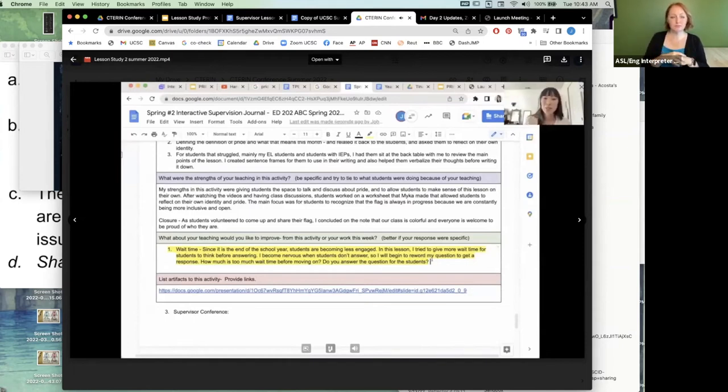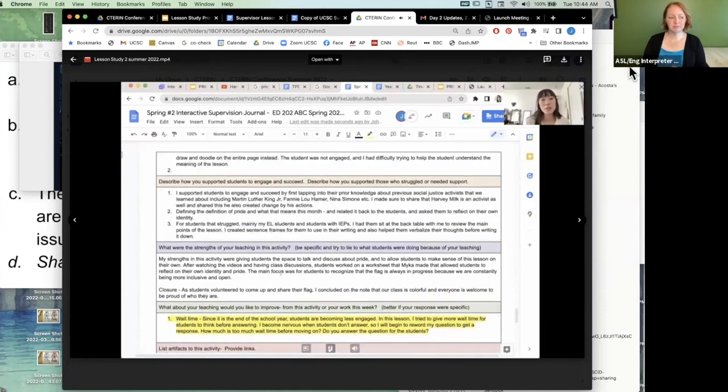I find myself in that position a lot. Sometimes I'm such a pacey person when I'm teaching, I'm moving and I'm thinking, oh my gosh, it's too quiet for too long. And I get very tempted to give a little bit of an answer. But that's something I want to focus on in my teaching: how much wait time is too much before moving on? And if you don't get a response, do you answer the question for the students? So that's something I want us to focus on.